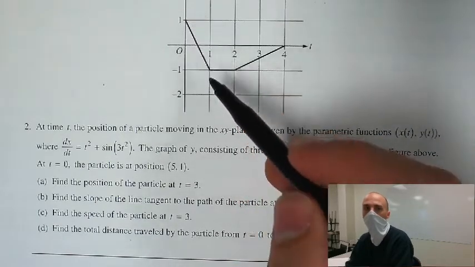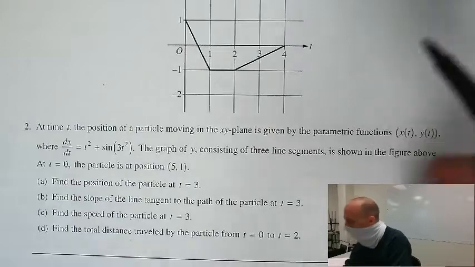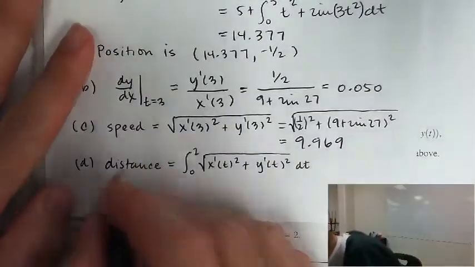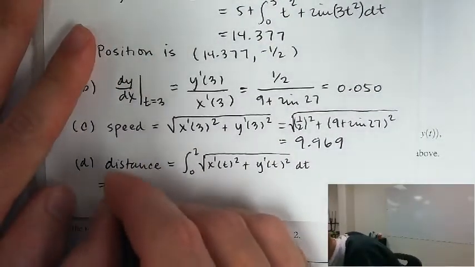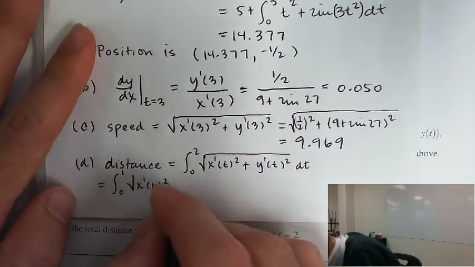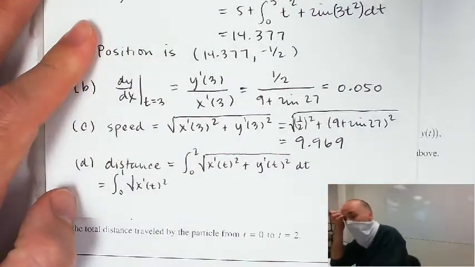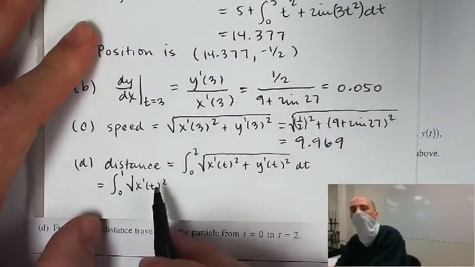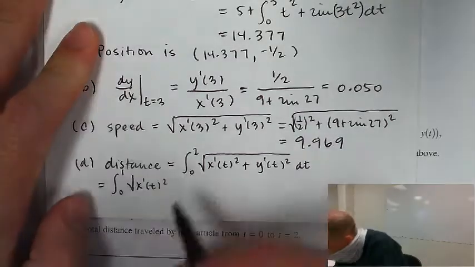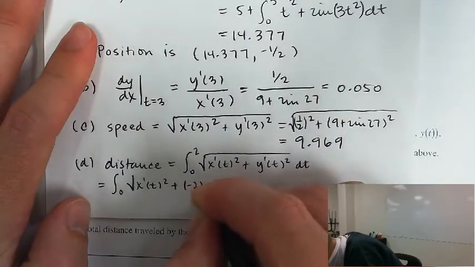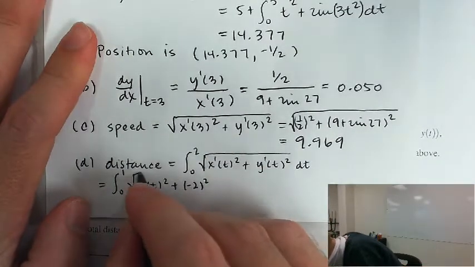One where y prime is -2, and one where y prime is 0. So I'll come back over here, and I'll do that. And this is going to be the integral from 0 to 1 of the square root of x prime of t squared. Now, we don't have to copy that. They know if you say x prime of t, you mean dx dt. Plus, well, that was -2, was dy dt. We're going to square that.